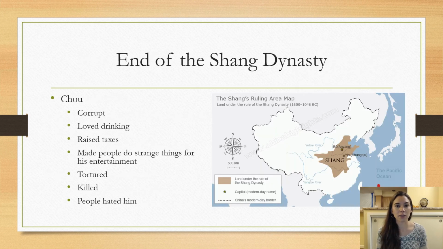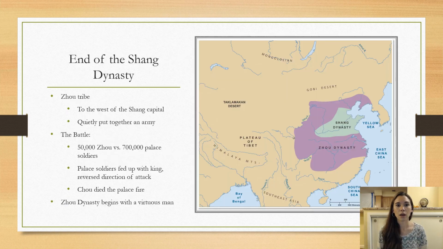The Shang Dynasty ends with a man named Chao who was just so corrupt. He loved drinking, and because he wanted more money to drink and do stuff, he raised taxes. People don't like that. He made people do really strange things for his entertainment. He tortured people, he killed people, and people really hated him.